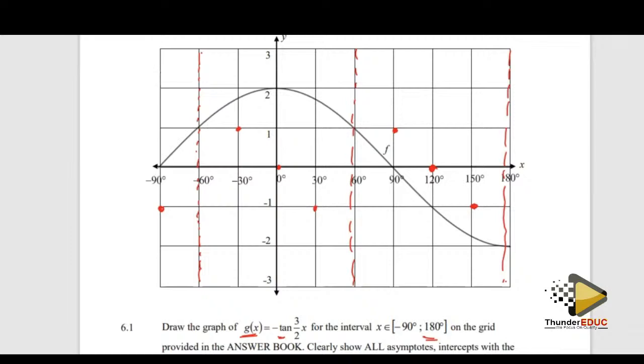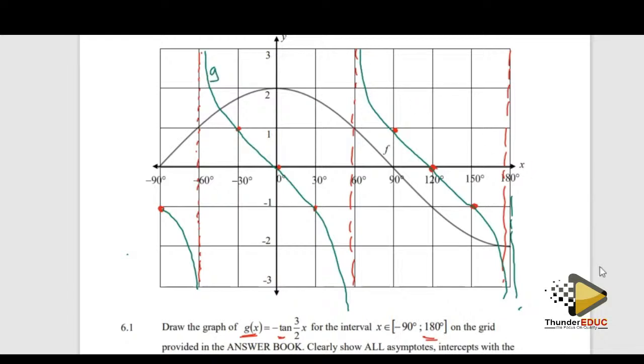Okay, so remember the direction of the tan graph: the shape moves towards the asymptote. And then this one will also do the same thing, and then move towards the asymptote. Remember, the asymptote is at 180. Okay, so that is the graph of g.